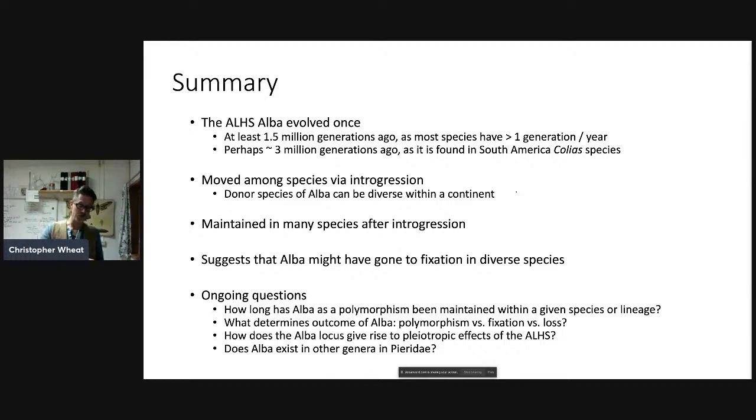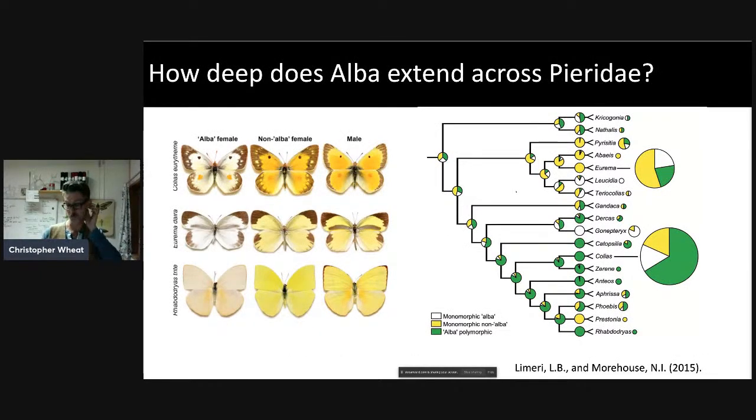But to get back to the earlier part of the question and put this into perhaps a larger phylogenetic framework, does Alba exist in other genera within Pieridae? And to come back to this figure, which is really close to where we started out, there are different Alba phenotypes in these species. And these are from different genera. They last shared a common ancestor with Colias quite some time ago, talking 20, 30 million years. Is Alba the same in those species?